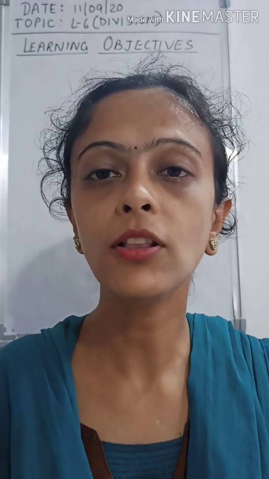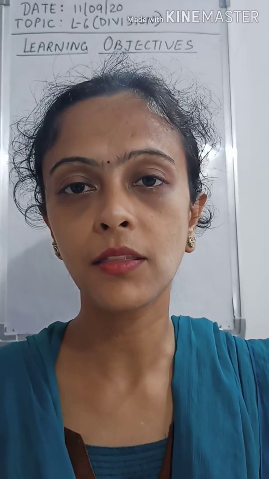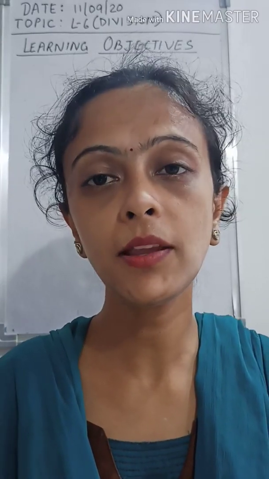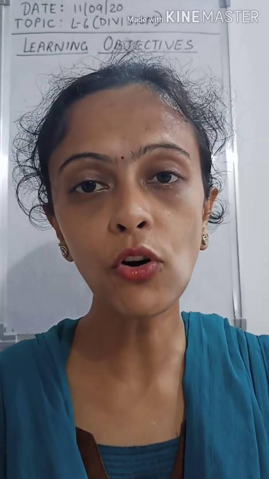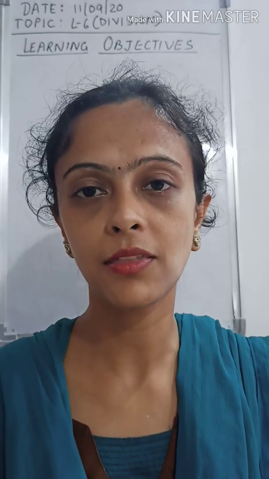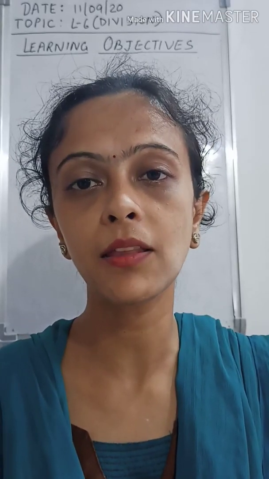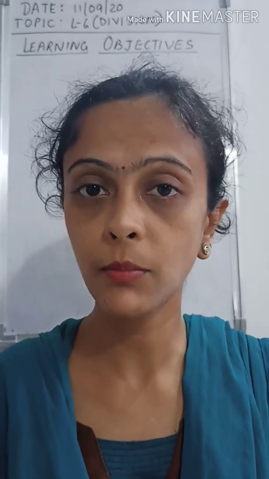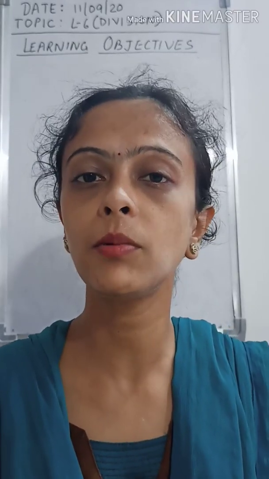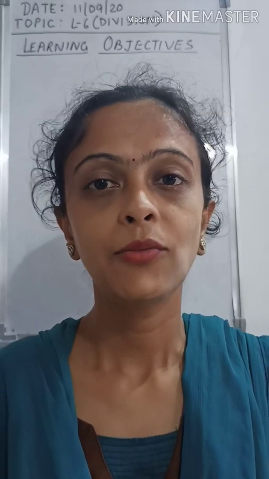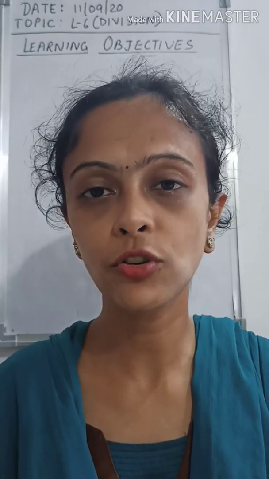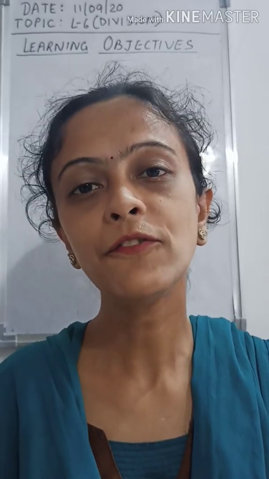We have to add all the digits. We have to find the sum of the digits. If the sum of the digits is divisible by 3, the whole number is divisible by 3. And what is the test for 4? To check the last two digits, that means the ones place and the tens place. If the last two digits are divisible by 4, the whole number will be divisible by 4. And the test for 5 was very easy. The last digit should be, that means the ones place should be 0 or 5.